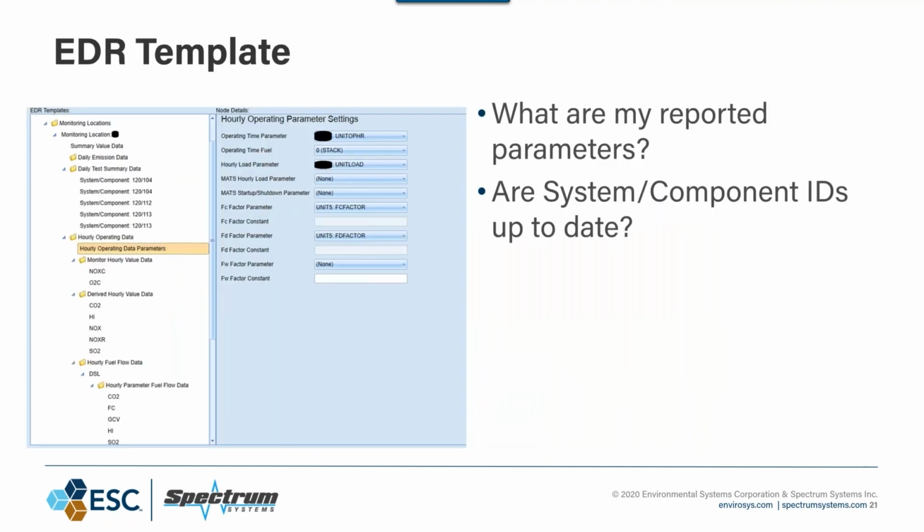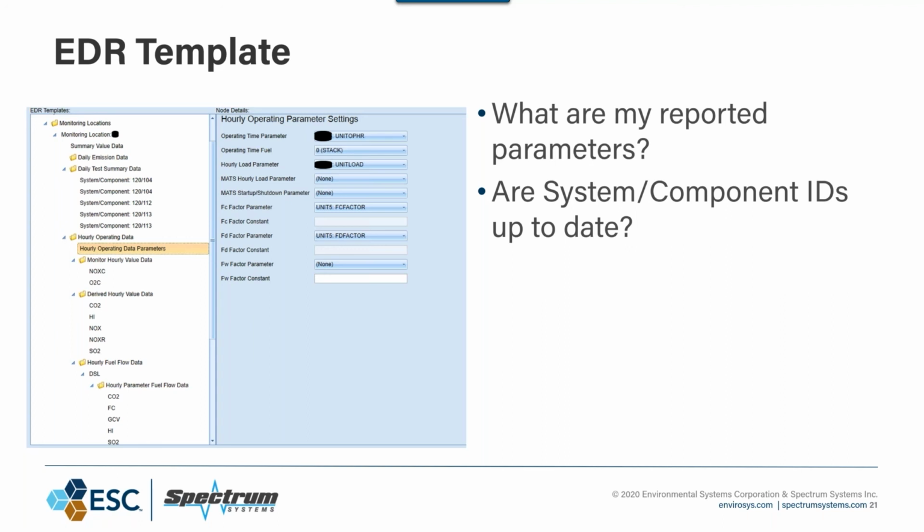Now, oftentimes with how complex Stack Vision is, you'll see very similar parameters, and that can get very confusing. So sometimes you'll see a NOx and maybe a NOx ppm. To ensure which parameters are being reported based on your monitoring plan that you have configured, a very quick way to see which parameters are being reported is to go ahead and open up Stack Studio.